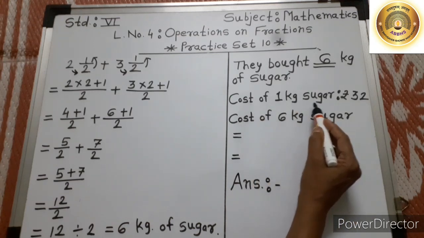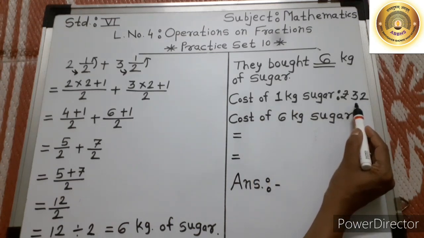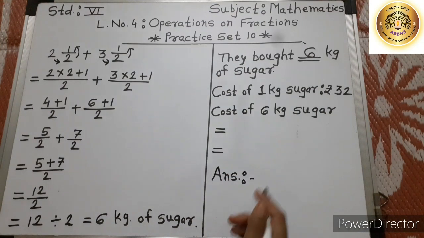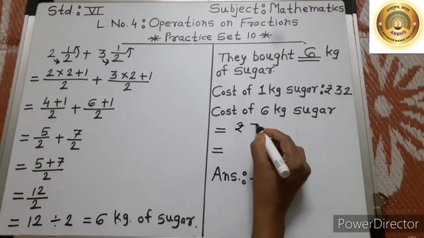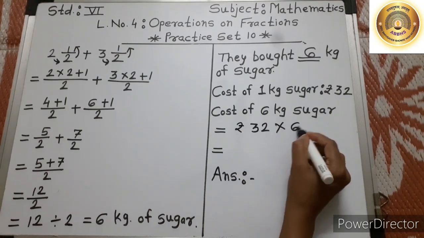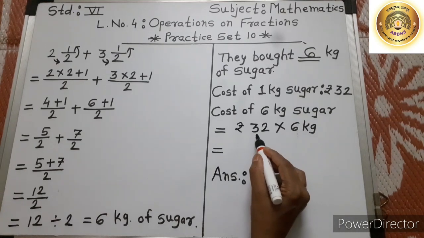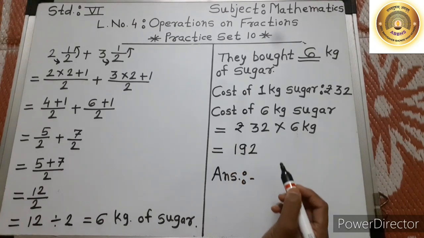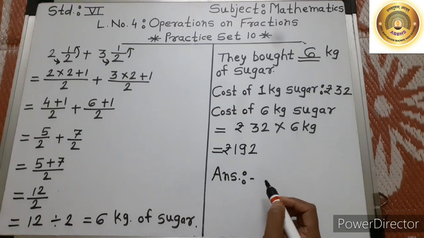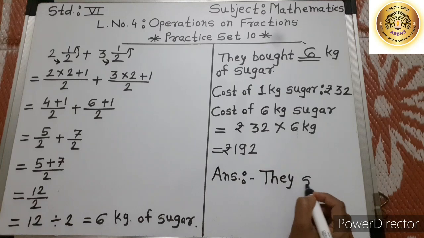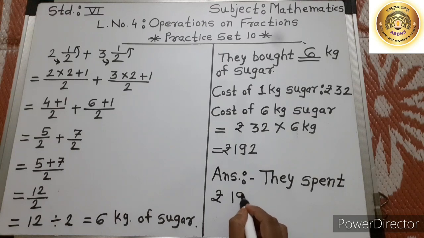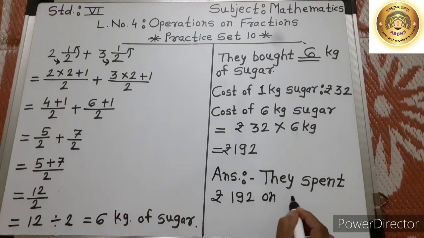Cost of 1 kg sugar is rupees 32, it is mentioned in the word problem. So cost of 6 kg sugar. So multiply rupees 32 into 6 kg. Multiply 32 into 6, the answer is 192 rupees. So write the answer in a full sentence. They spent rupees 192 on sugar.